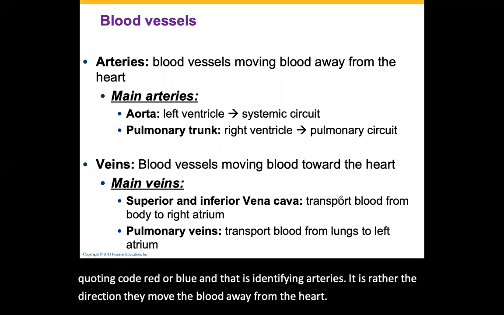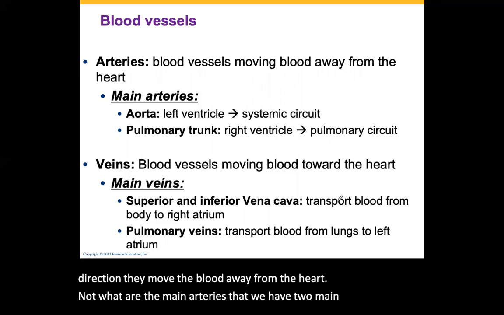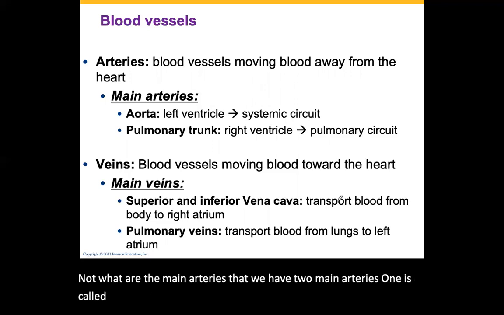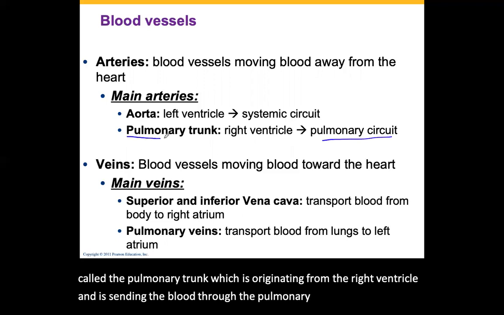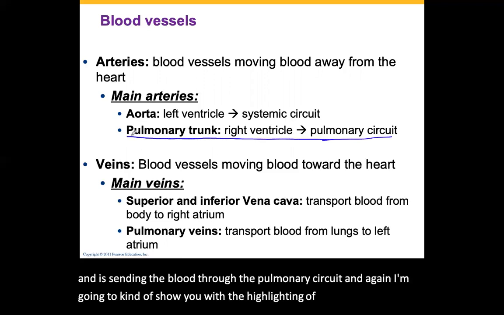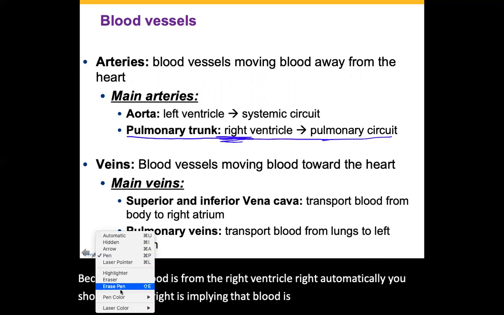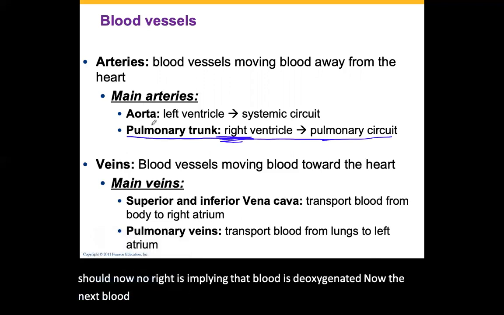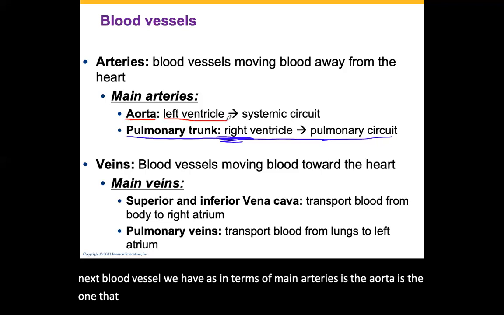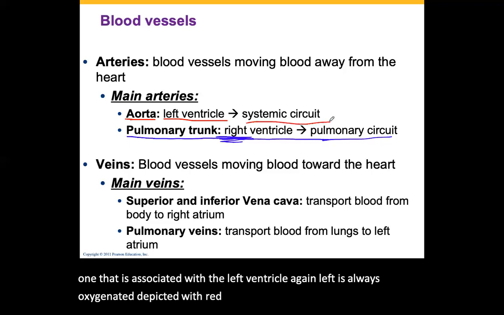Now, what are the main arteries that we have? We have two main arteries. One is called the pulmonary trunk, which is originating from the right ventricle, and is sending the blood through the pulmonary circuit. I'm going to show you with the highlighting of the blue color. Because this blood is from the right ventricle, automatically you should know right implies that blood is deoxygenated. The next blood vessel we have is the aorta. Aorta is the one that is associated with the left ventricle. Again, left is always oxygenated, depicted with red. This is the one that's going to be pumping blood to the body, to the tissues, or through the systemic circuit.